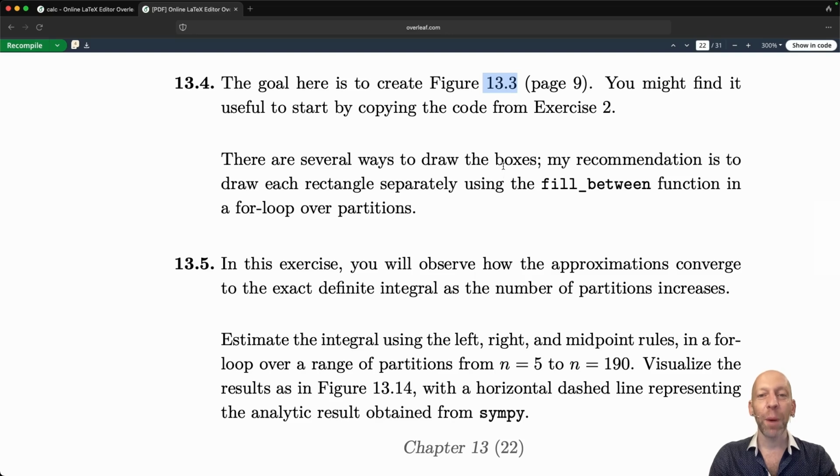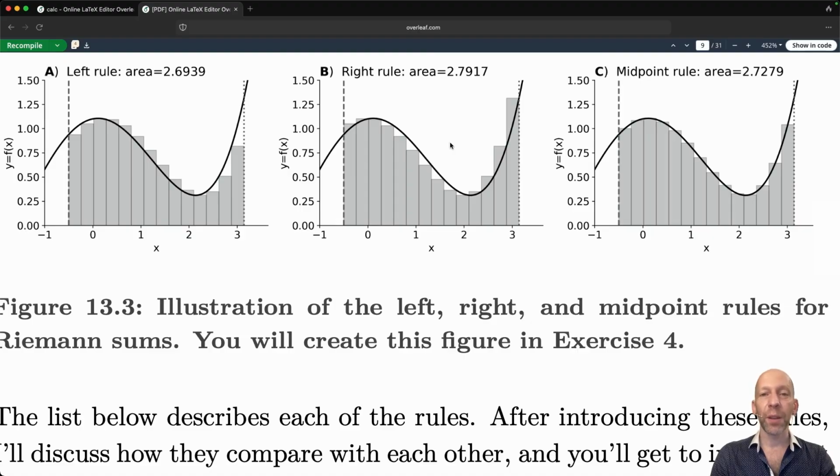My recommendation is to start simple, start small, start writing code to do one little piece of the figure at a time, and then slowly make your code a little bit more sophisticated each time you have finished drawing one little object in the figure. In particular, I definitely recommend using for loops to draw each of the rectangles separately. Here is the figure that you are going to write code to produce.